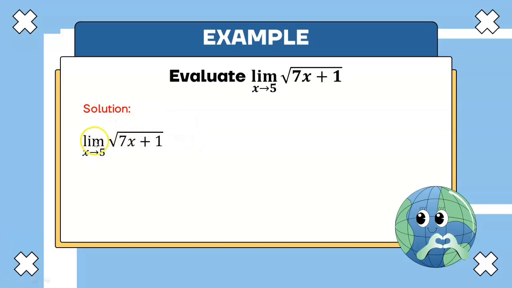And then the limit of the square root of 7x plus 1 as x approaches 5 is equal to the square root of 7 times 5 plus 1, which is equal to the square root of 36. And the square root of 36 is 6. So we got the result is 6. So therefore, the limit of the given function, the square root of 7x plus 1 as x approaches 5, is equal to 6. So that's the conclusion.